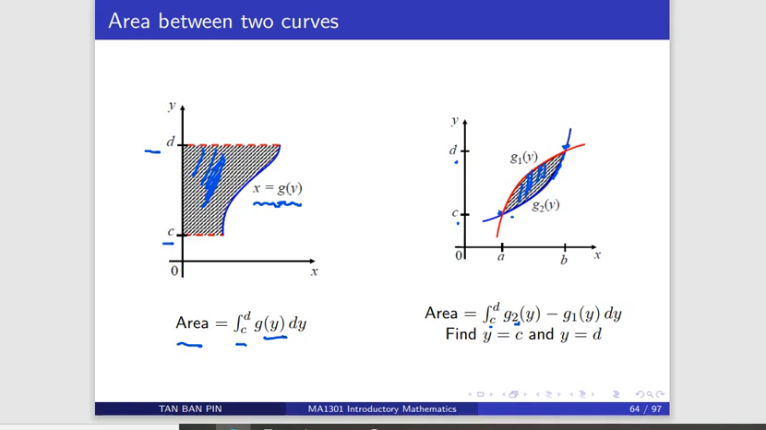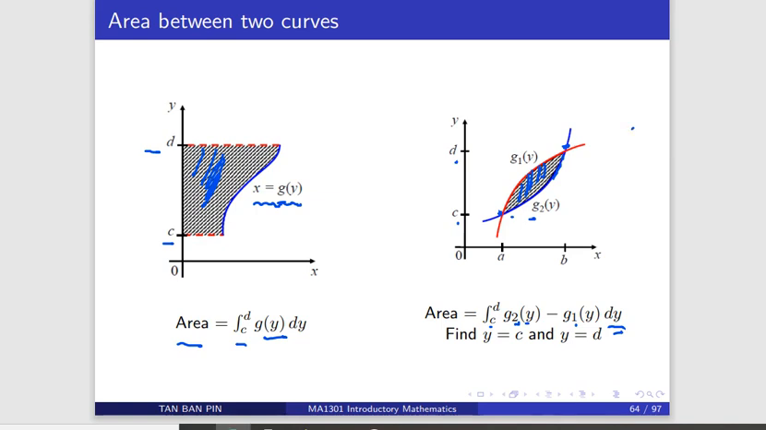So which means if you need to find the area bounded by two curves, you can also find the intersection point, the y value. Then you do it about dy. And of course you have to know which is the top curve and which is the bottom curve. So g2(y) is the top curve, g1(y) is the bottom curve.